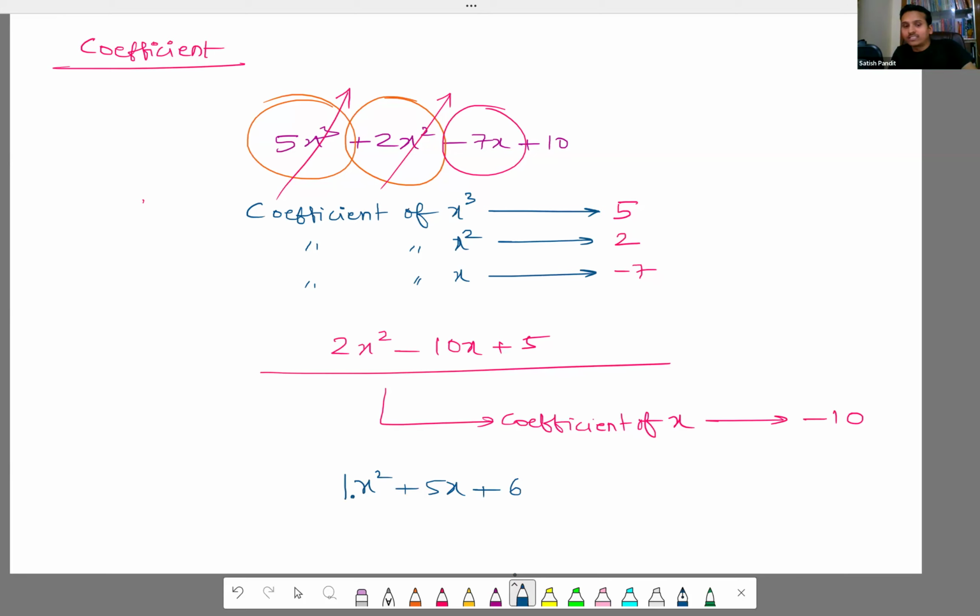Why not 0? Because if you put 0, 0 into this will become 0. So it will not be 0. Please remember, the coefficient of x square cannot be 0, because 0 into x square will become 0. So it has to be 1 only. If nothing is there, please remember, the coefficient of x square will be 1. Are you all getting? Yes or no?